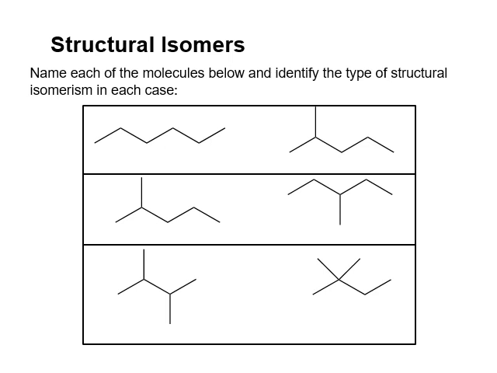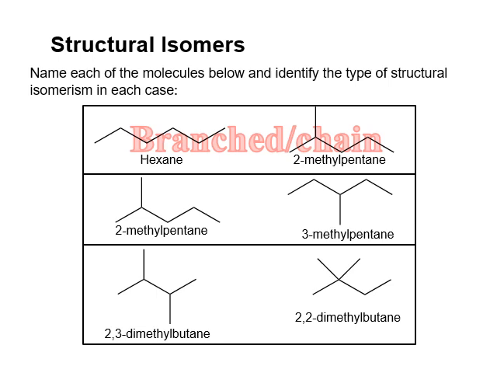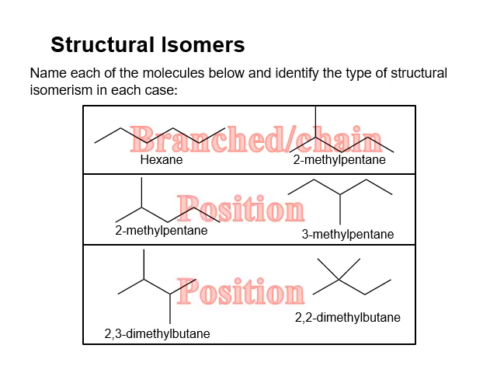In the middle pair, you've got methylpentane in both cases. All that happens is the methyl moves position. So they are position isomers. You've got 2-methylpentane and 3-methylpentane. At the bottom there, both of those are dimethylbutane. But one is 2,3-dimethylbutane and the other is 2,2-dimethylbutane. So they are again position isomers, same number of branches, you've just moved them. So branch chain for the top ones, position isomers for both of the bottom pairs.